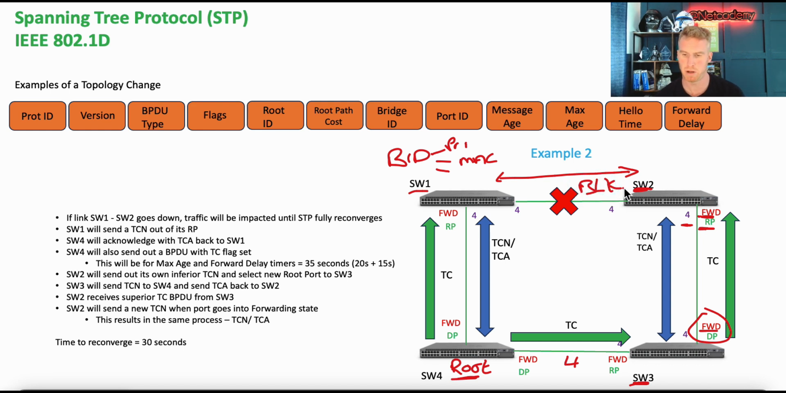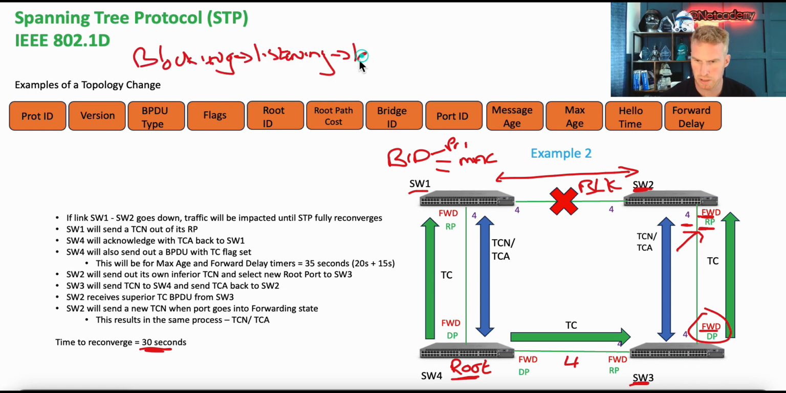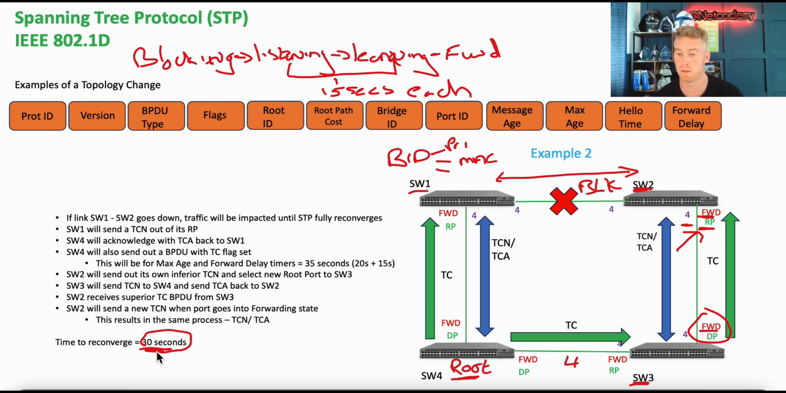But based on this topology, it will take 30 seconds at least to reconverge. Why is it 30 seconds? It is because this interface here has to transition from a blocking state to a forwarding state. So it has to go from blocking to listening to learning, and then finally to forwarding. And these two are transitive states, and each one takes, as we know, 15 seconds each, which gives us, guess what, that 30-second reconvergence time.